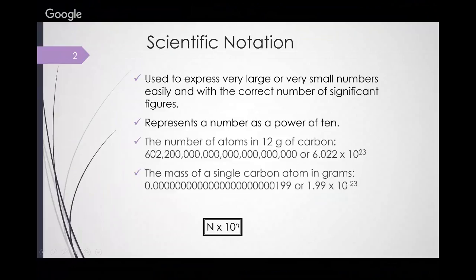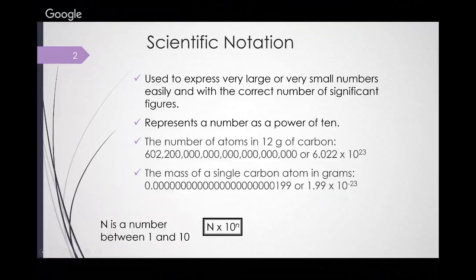The mass of a single carbon atom in grams is a very, very small number. So we don't want to have to write out all of these zeros. Instead, we're going to move our decimal point to sit behind that very first number and then represent it as a factor of 10. So we see 1.99 times 10 to the negative 23.